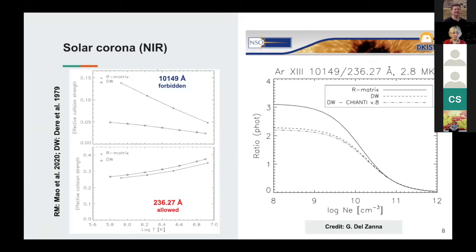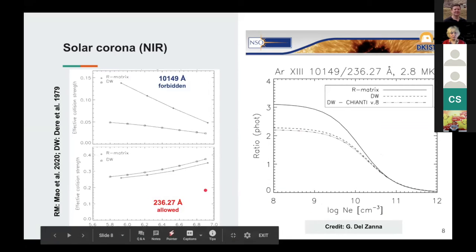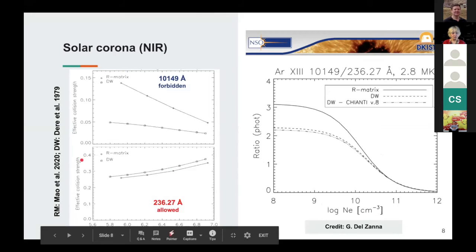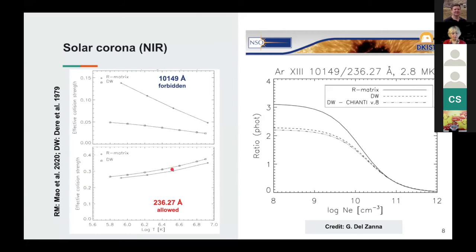Now let's take a look at the application of our new atomic data. Here we are looking at the case where we try to determine the density of the solar corona. And there are 2 important lines here. The first one is a UV line, and this is actually one of the strongest transitions in this carbon-like argon-13. We plot the effective collision strength as a function of temperature, and you can see that the recent calculation agrees more or less well with the previous distorted wave calculation.